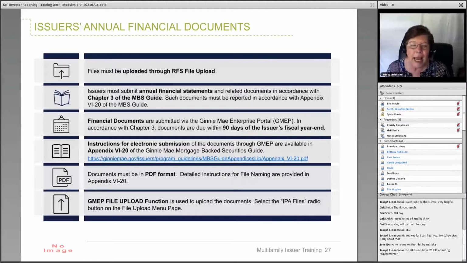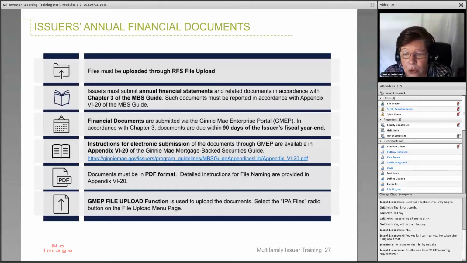An important task for issuers to perform annually is to upload the company's annual financial documents. And this is in accordance with the MBS guide and requirement in Chapter 3. These documents must be uploaded in RFS, file upload, using the Independent Public Accountant radio button, or it's called IPA. The documents are due within 90 days of the issuer's fiscal year end.